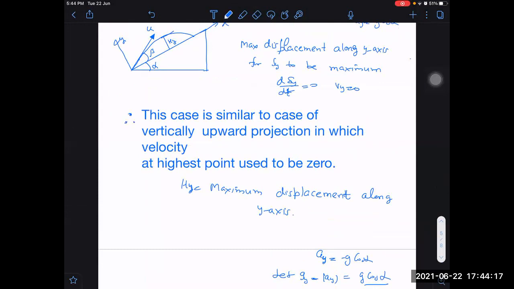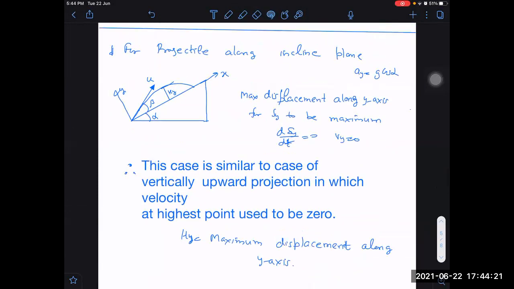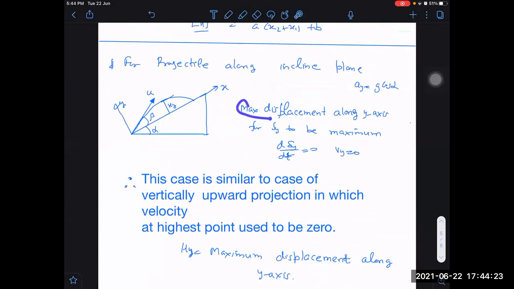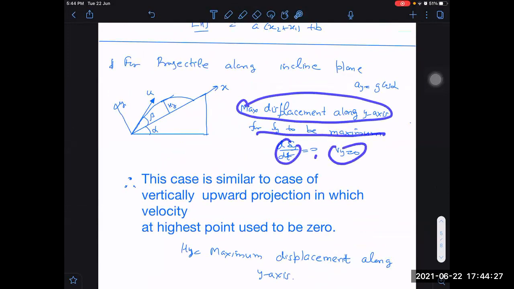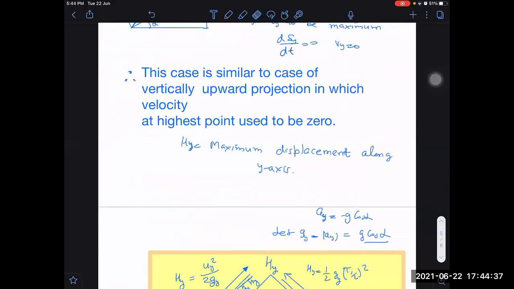Here I have written therefore, meaning I have given the reason before that only. For maximum displacement along y-axis, for sy to be maximum, dsy by dt will be 0. That is, vy will be 0, sir. Yes, the same way it is happening as for the vertically upward projection. In fact, if I have to write the equation, let us write the equation.